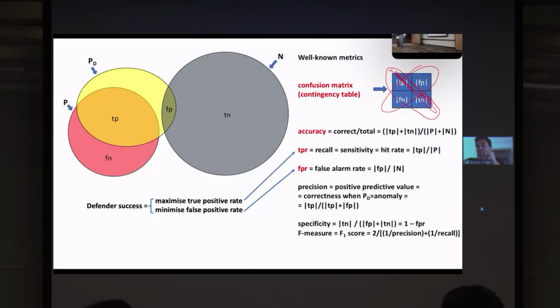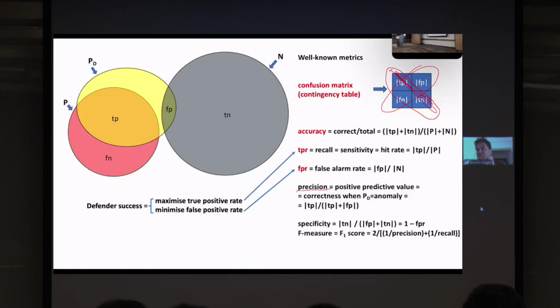Then other well-known metrics are the accuracy, which is the number of correct answers over the total number of positives and negatives. The true positive rate is also called recall or sensitivity, which is the true positives over the whole number of positives, so the anomalies that you capture over all the anomalies. And the false positive rate is the false alarm rate, the ones you classify as false positives over all the negatives.